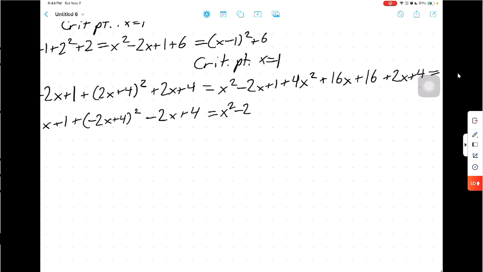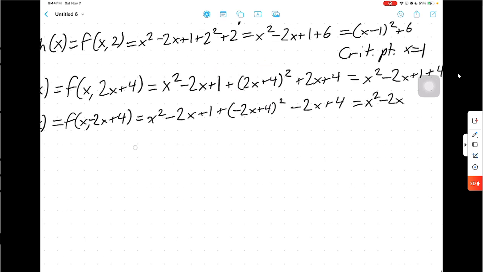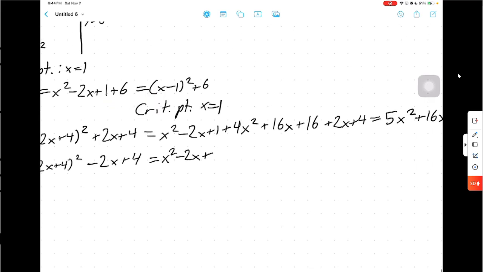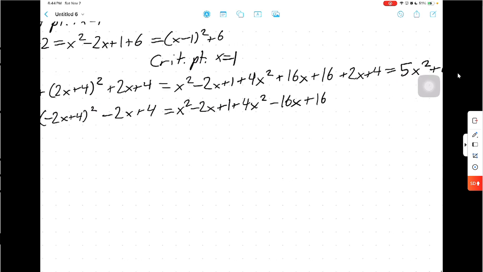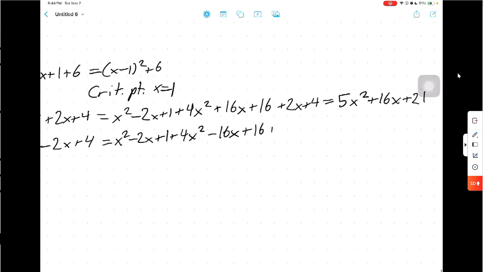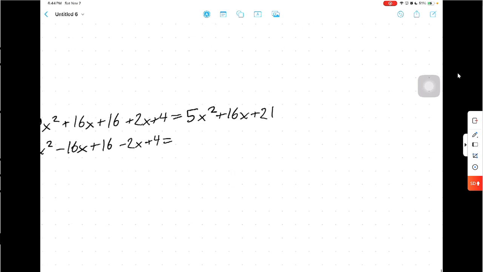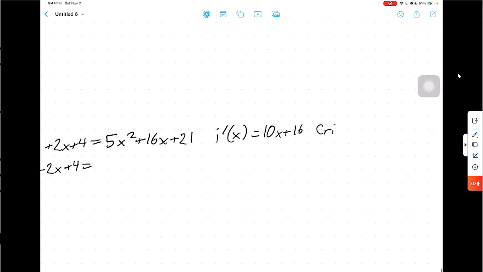This one is x squared minus 2x plus 1 plus 4x squared again minus 16x plus 16 again, minus 2x plus 4. Also, I prime of x is just 10x plus 16. Critical point is x equals negative 5/3. No, not negative 5/3, 8/5.